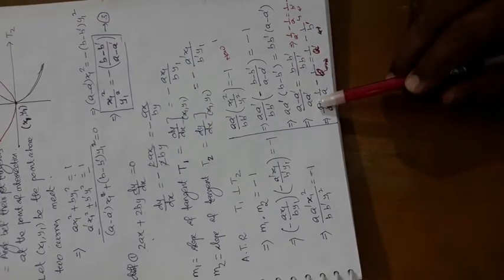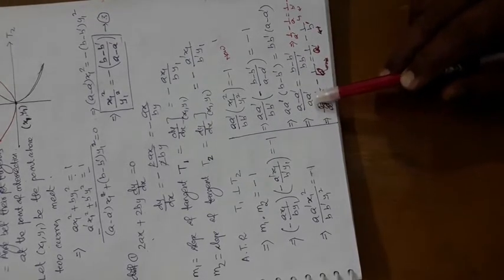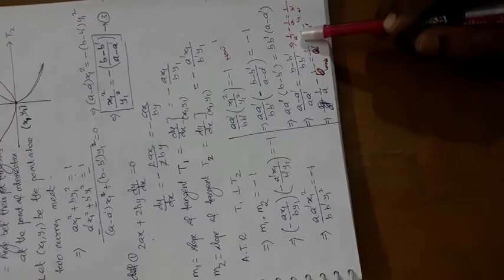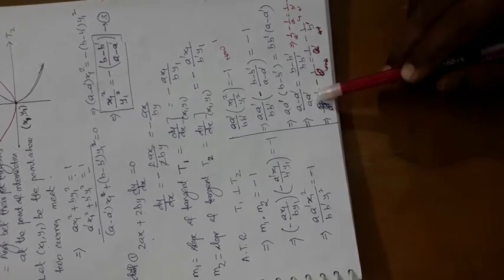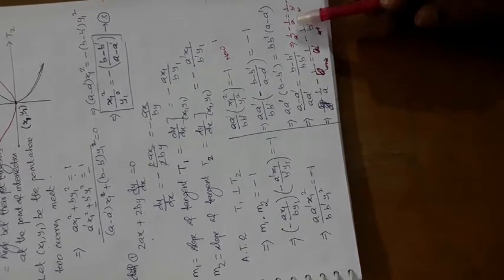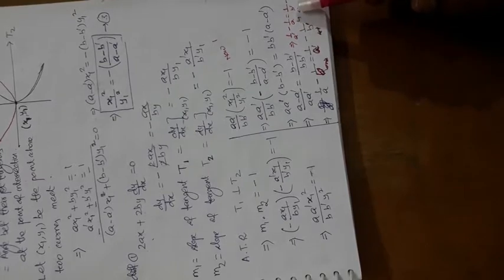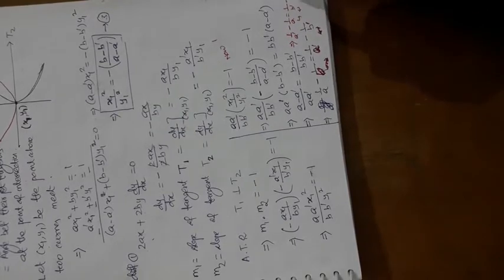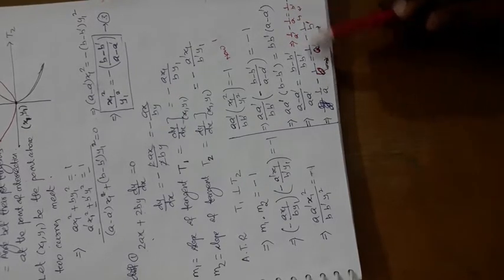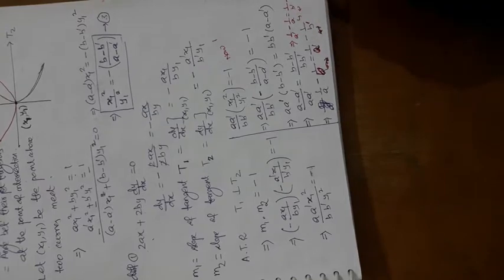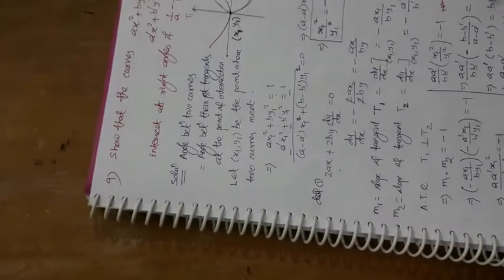Now separate them: a by a dash is 1 by a dash, and a dash by a dash is 1 by a. So 1 by a dash minus 1 by a is equal to 1 by b dash minus 1 by b. Then take this 1 by a to this side: 1 by a minus 1 by b is equal to 1 by a dash minus 1 by b dash. Now look at number 10.